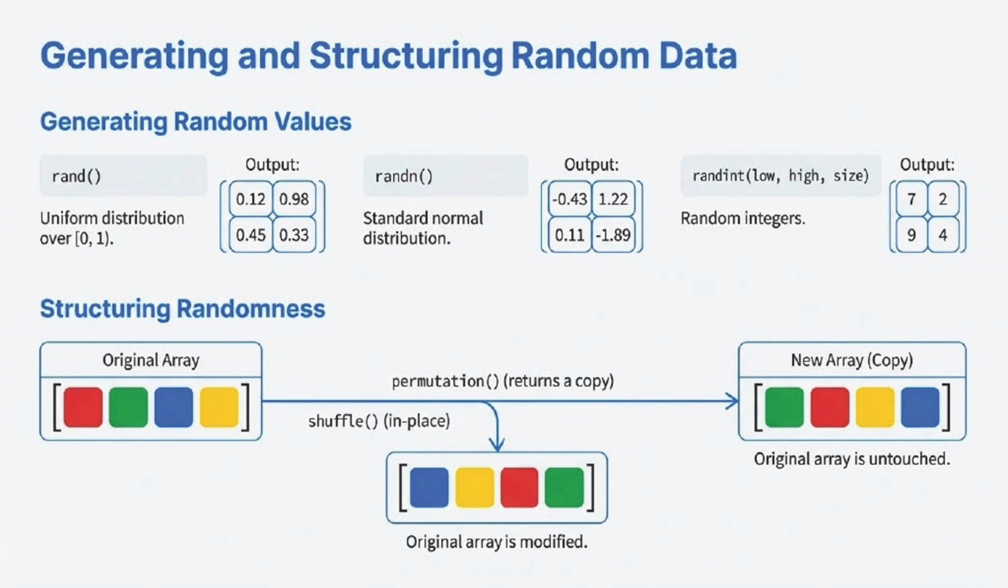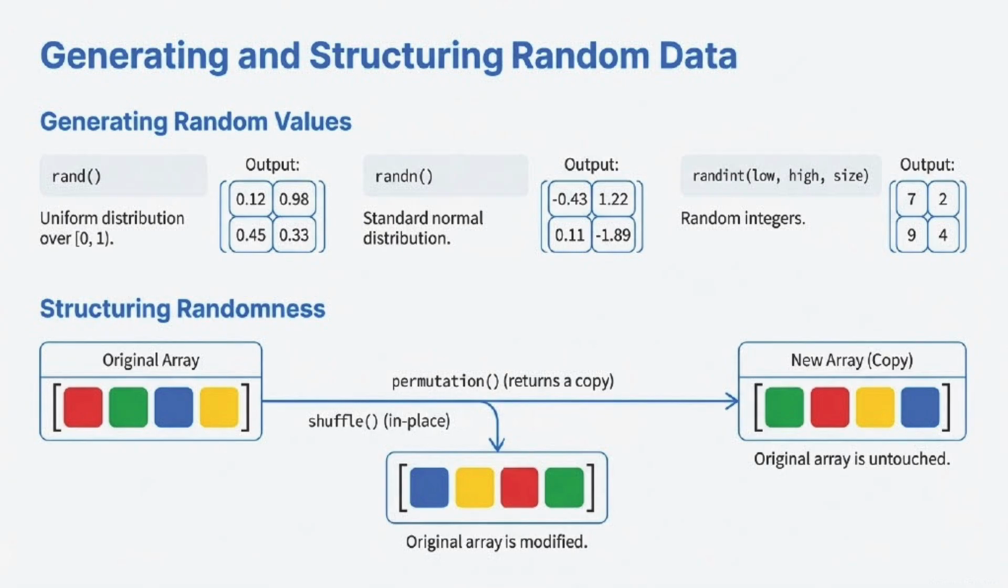Functions like rand() create values uniformly between 0 and 1, while randn() draws samples from a standard normal distribution, commonly used in statistics. For discrete values, randint() generates random integers within a given range.